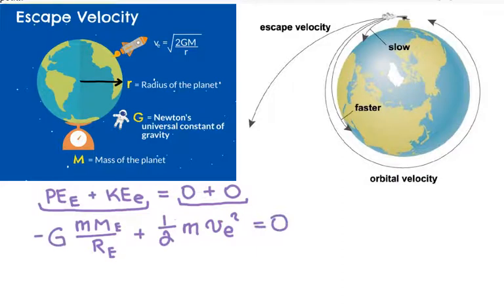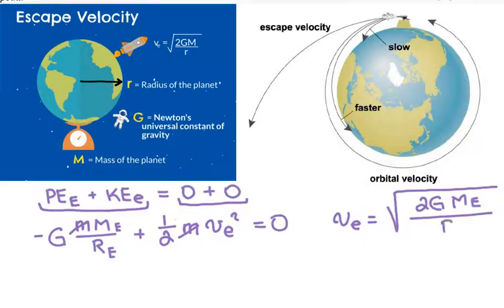Now I can set them equal to each other. The mass of the object cancels, and I have v escape equal to the square root of 2G times the mass of Earth over the radius of Earth. You see this formula right here, given to you in the picture.